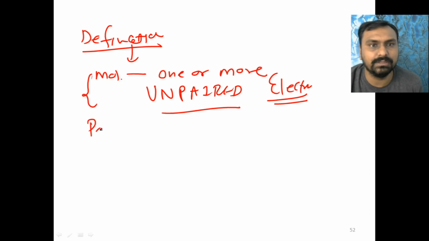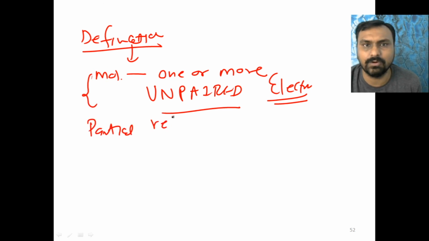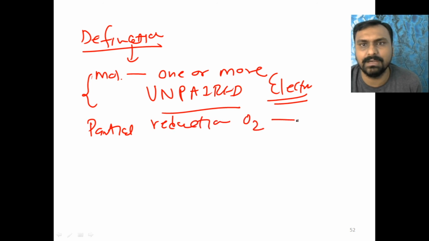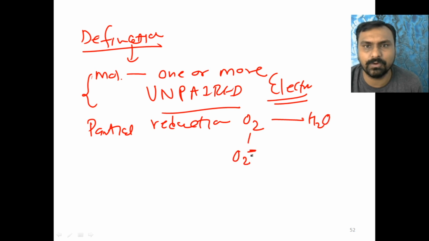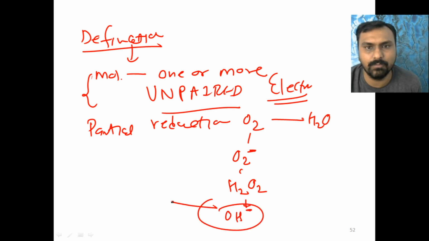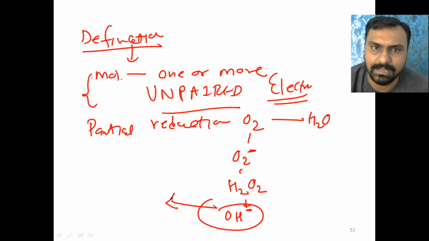They are produced during the partial reduction either of oxygen or nitrogen. Okay, partial reduction of oxygen. Complete reduction will form water, but incomplete reduction will form superoxide radical. Then 2 electrons will form H2O2 and 3 electrons will form hydroxyl ion. This hydroxyl ion is the most potent free radical, right?